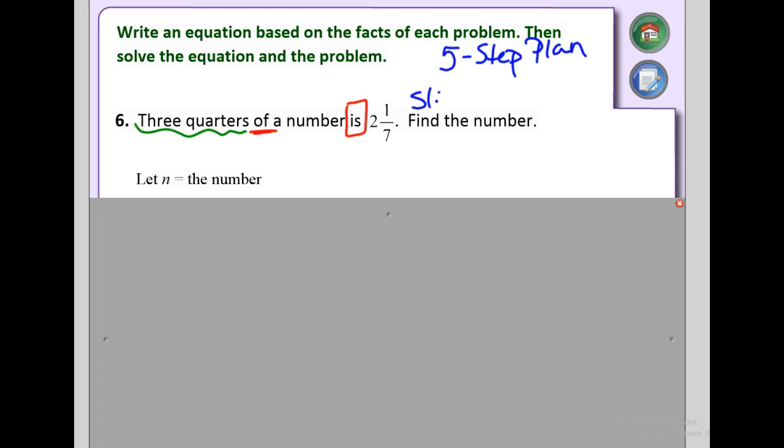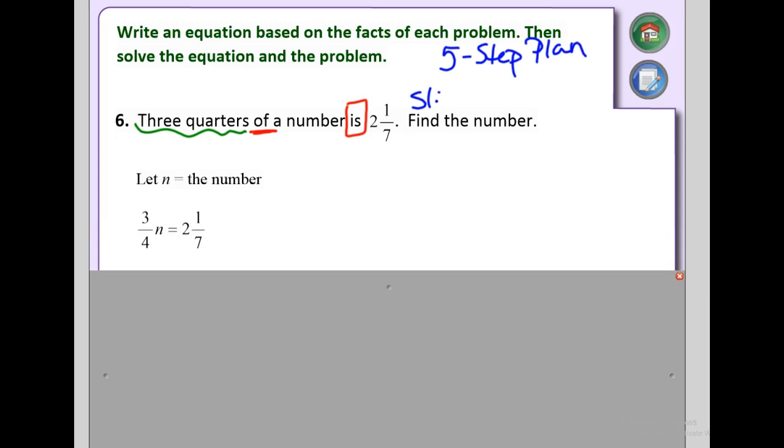Now, we're hoping that you realize 3/4, okay? 3/4, hopefully you realize that's a fraction. So everybody look at my equation. Does that make sense? 3/4 of n, remember multiplication, I write the fraction right by the number, equals 2 1/7.